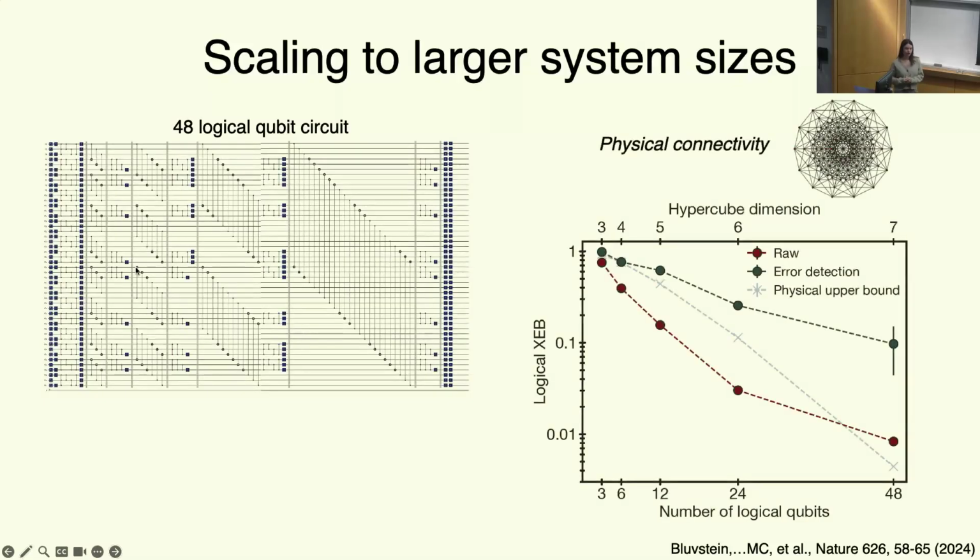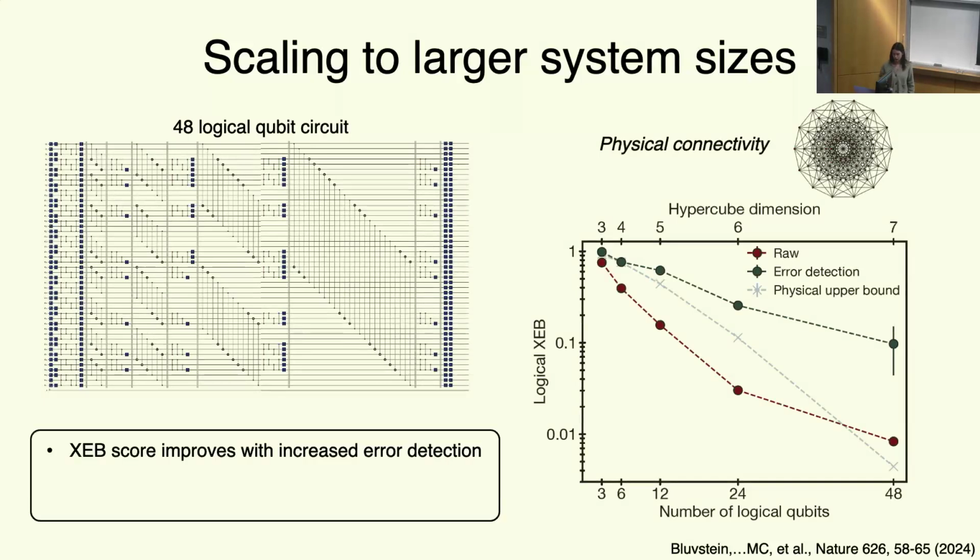And so here I'm plotting the sampling score as a function of the number of logical qubits that we're looking at. And I want to point out a few things. So the first is that if we use error detection, so this is comparing the red line to the green line, we significantly improve our sampling score. We have better and better overlap with the ideal distribution, which is great. Error detection is working.